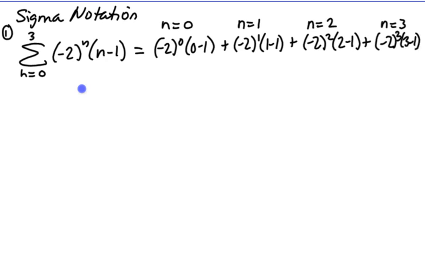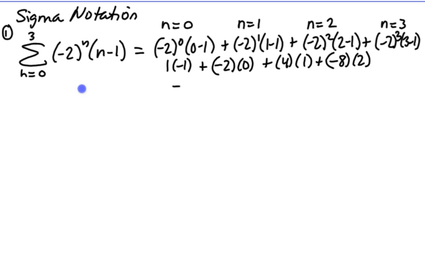And then evaluating this would be 1 times negative 1 plus negative 2 times 0 plus positive 4 times 1 plus negative 8 times 2. So negative 1 plus 0 plus 4 plus negative 16. Negative 16 plus 4 is negative 12, negative 13.